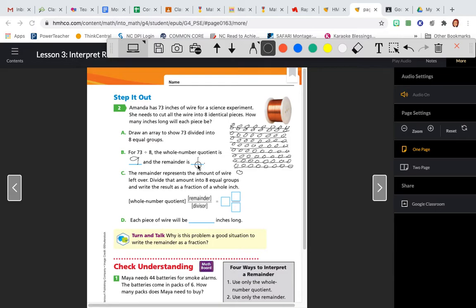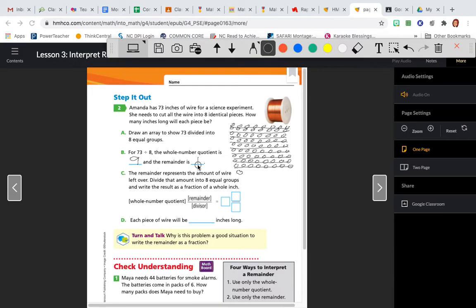Divide that amount into 8 equal groups and write the result as a fraction of a whole inch. Now this is important. When we're dealing with measurements, where you're measuring in inches and centimeters, you may sometimes need to express the remainder as a fraction. This is important because it can give you a more precise measurement than just using the whole number itself or the whole unit. So we're going to practice this with fractions. Now this is tricky, so just try your best with part C. Don't stress out about it. We're going to revisit fractions again later, but let's just follow it.